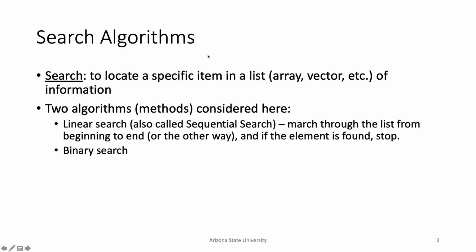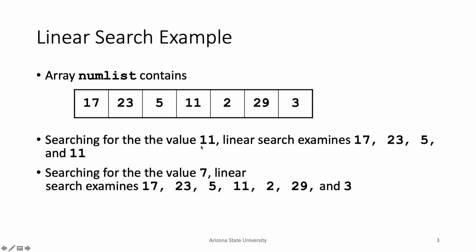So if you're trying to look up Ryan Dougherty in the list of instructors at ASU, then you're trying to find my name in that list. So nothing too interesting there. But two of the main algorithms that most people use are called linear search and binary search. So what are those? Linear search is where you linearly scan through the list from beginning to end, or the other way. You go from one end to the other.